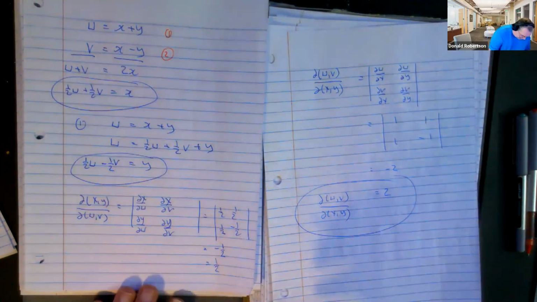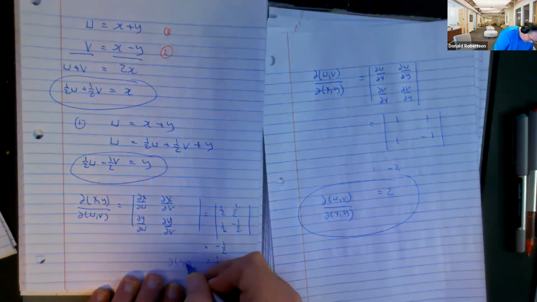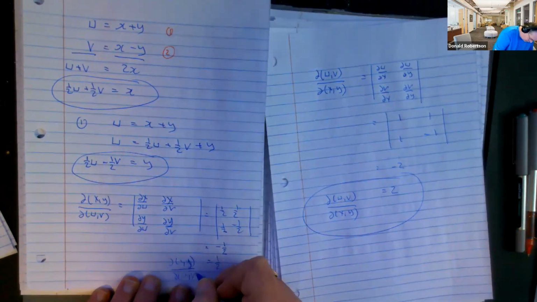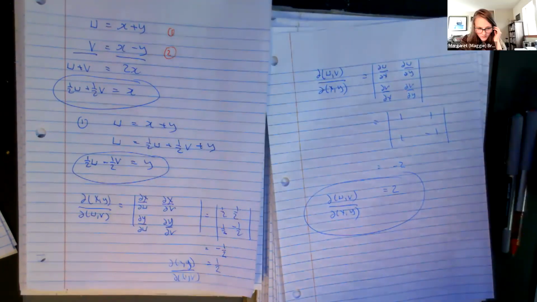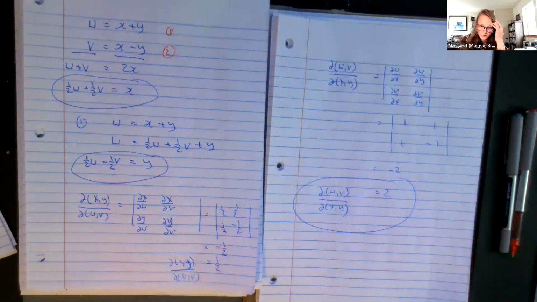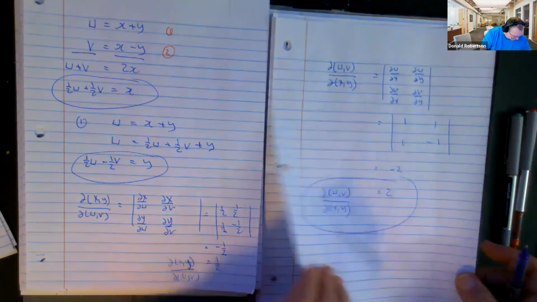Do you notice anything connecting those two Jacobians? They're the inverse of each other. Reciprocals. Yeah. Now you might think, well, that's a coincidence. So here is a little sneaky thing.